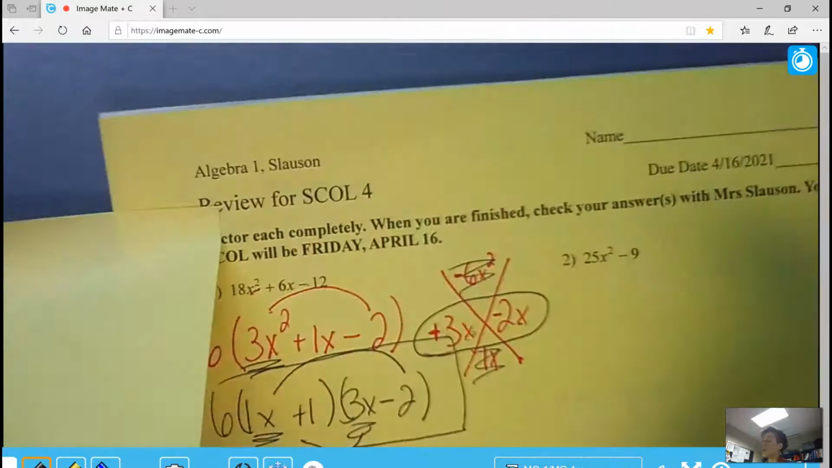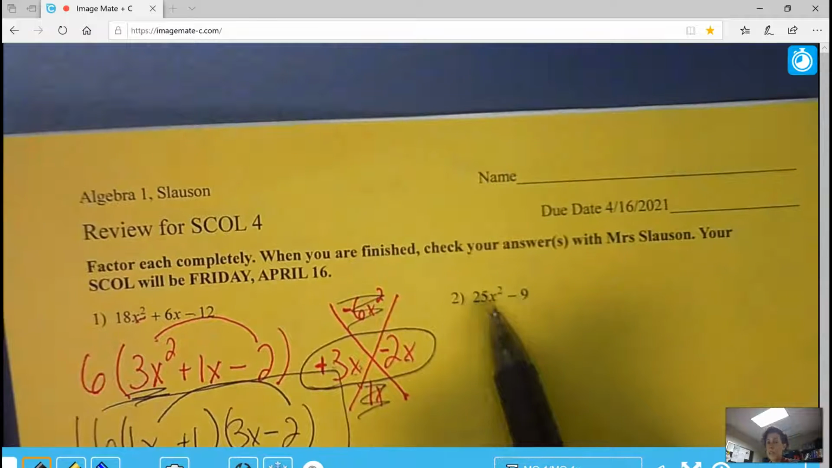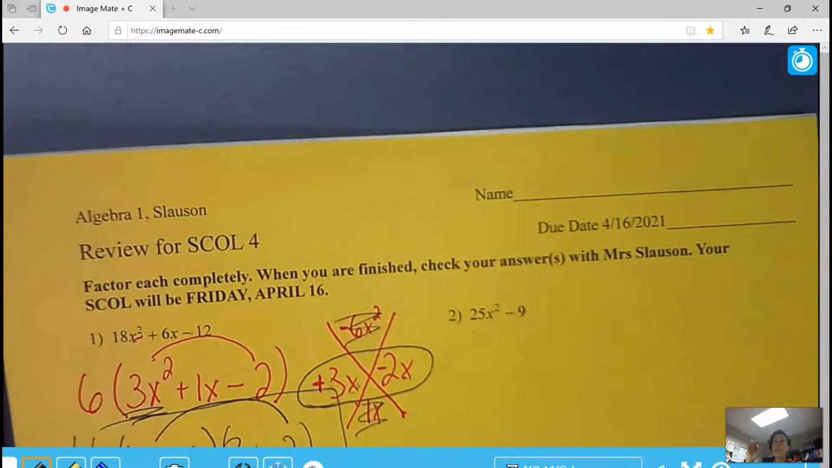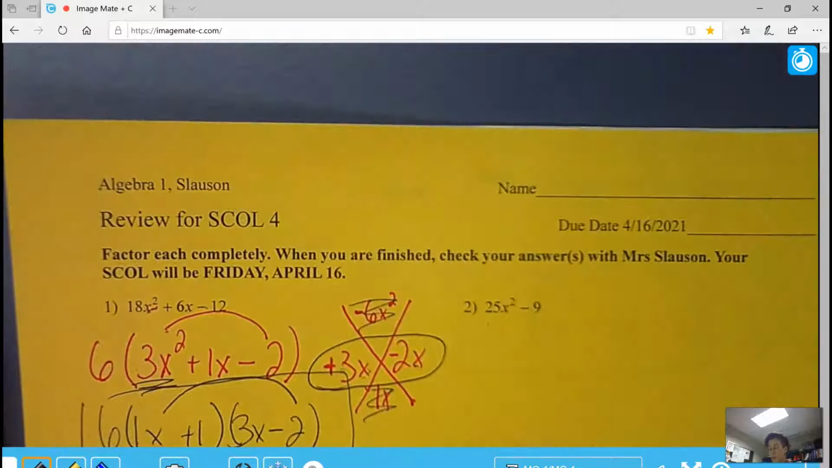All right, let's go to number 2. So leading term is positive, that's good. Is there a GCF? There is no GCF. The smallest number is 9. 9 doesn't go into this, and neither does any number smaller than 9. There are no x's to take out for both of them, so with 2 terms, we're just going to go straight to our difference of squares.